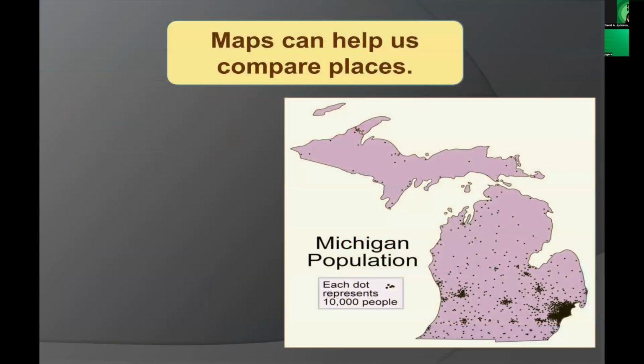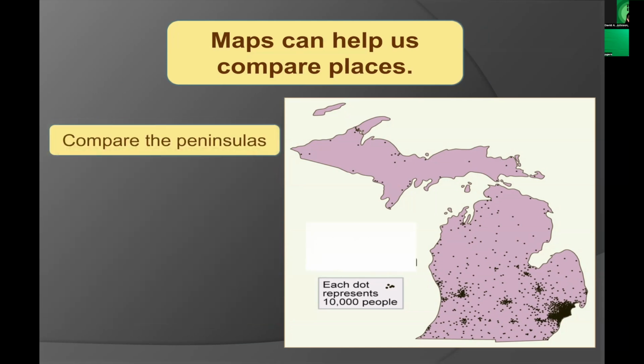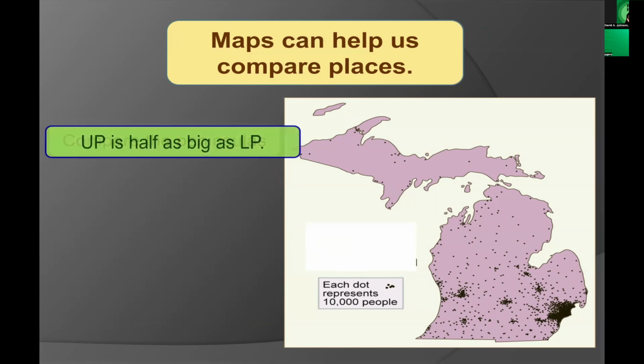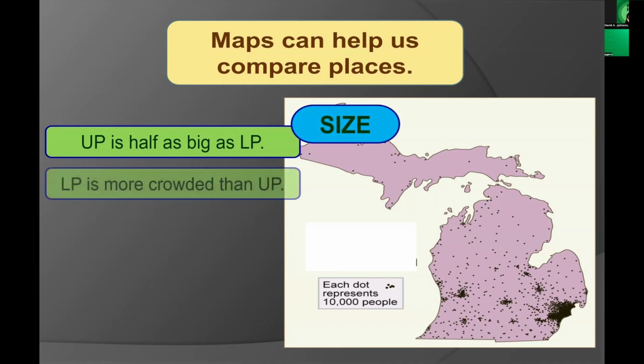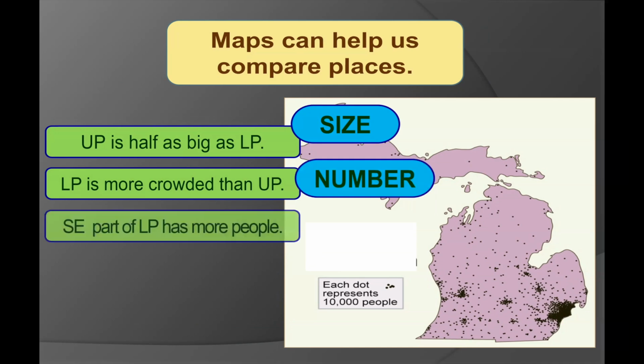And a map can help us compare places at many different grade levels. What kind of comparison should we be teaching children to do with a simple map like this in second grade, or maybe in sixth grade, or in high school? How do you compare the peninsulas? In second grade, you could say the UP is about half as big as the lower peninsula. A size comparison. The lower peninsula is more crowded. It's got more dots on it. A number comparison, or numerosity. The southeast part of the lower peninsula has more people.